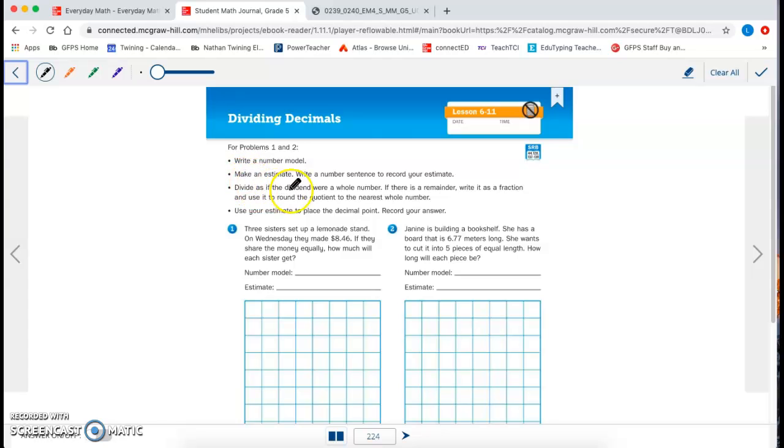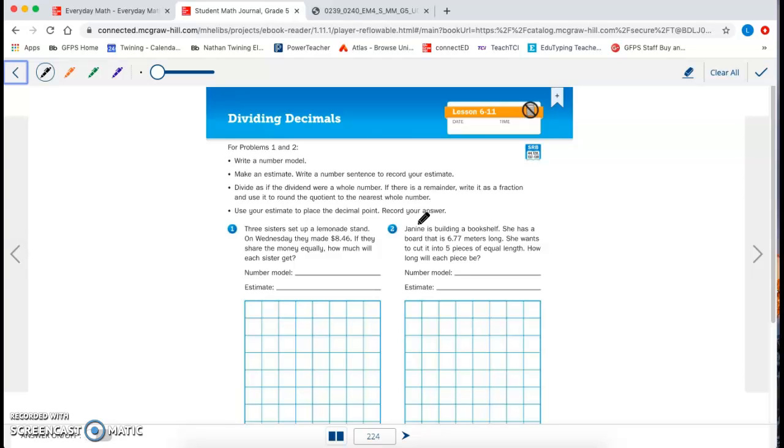All right, it says write a number model. Make an estimate, write a number sentence to record your estimate. Divide as if the dividend were a whole number, so that's a number with the decimal in it. If there's a remainder, write it as a fraction, and use it to round the quotient to the nearest whole number. Use your estimate to place the decimal point. Record your answer.